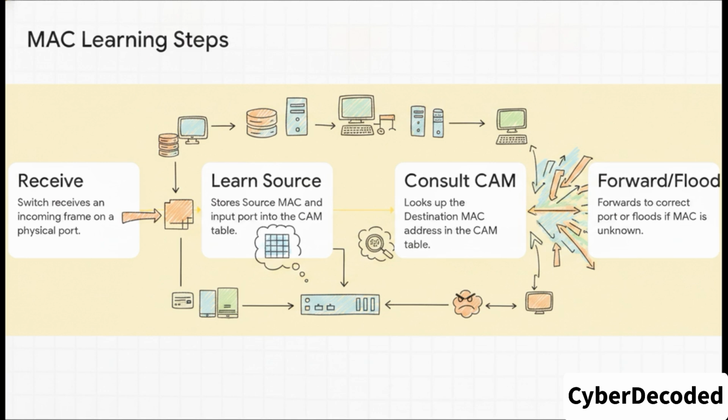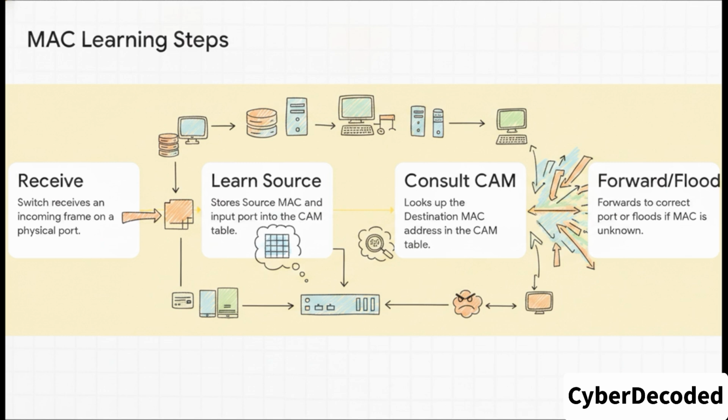Step 1, the switch receives an incoming frame on a port. Step 2, and pay attention, this is vital, it looks at the source MAC address of the sender and immediately writes that MAC and its physical input port right into the CAM table. Boom, it just learned where the sender lives.